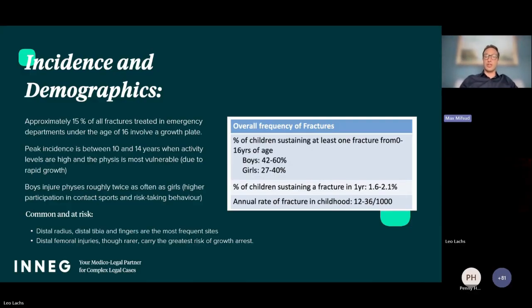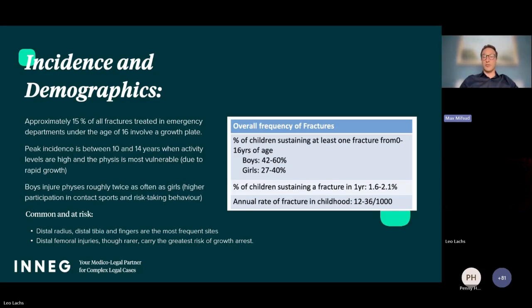Now, very few children who have injuries to the growth plate end up having problems in the future, but it is those in whom the growth plate has been affected that we need to keep a close eye on. Boys typically are much more likely to get injured than girls because they tend to be naughtier and have a higher participation in contact sports as well, and risk-taking behavior in general.